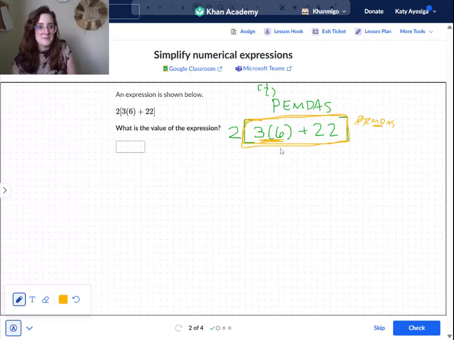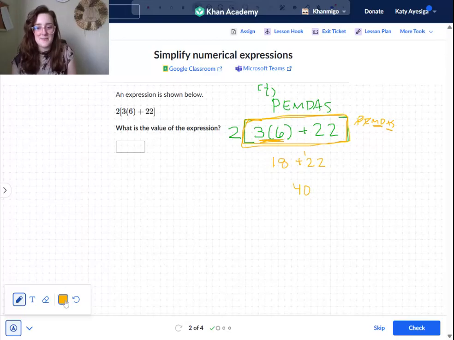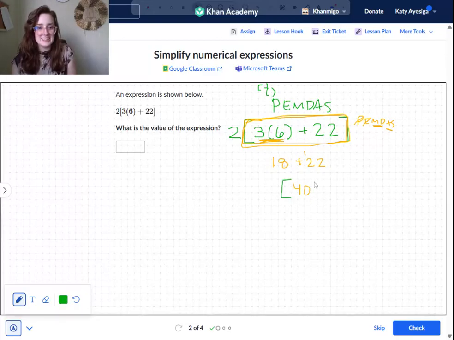So again, like side work, we're zeroing in just on the brackets first, and then we'll deal with the rest at the end. 3 times 6 is 18 plus 22. Now we're done with multiply, divide, add, subtract. Let me see again. 1, 2, 3, 4, yeah, 40. All right, that was everything inside the brackets, condensed. We multiplied, got 18, and then we added 22, so we got 40.